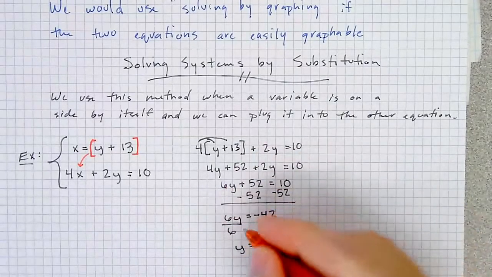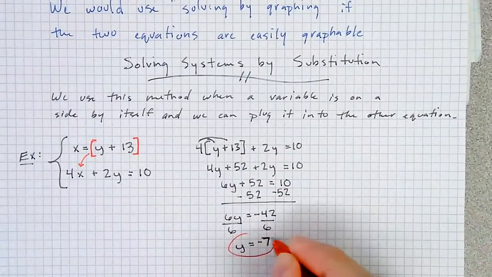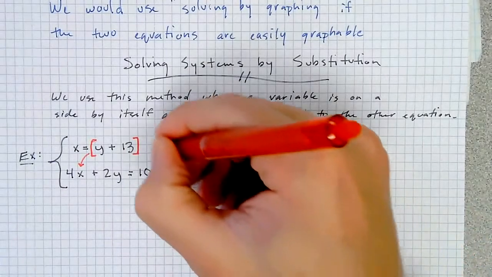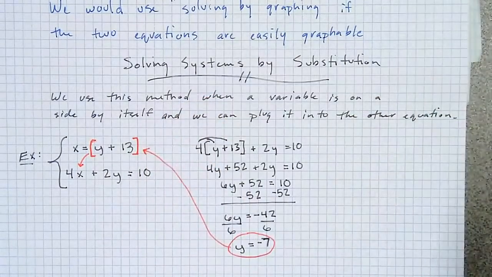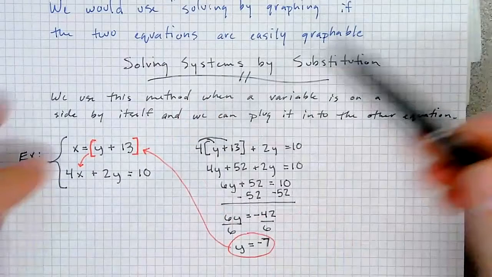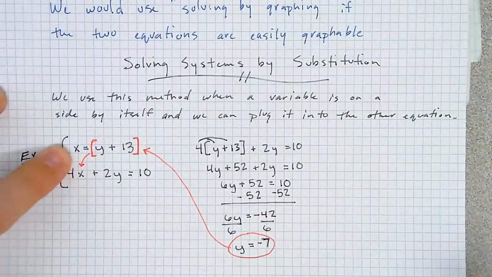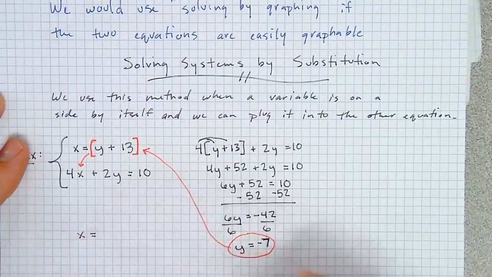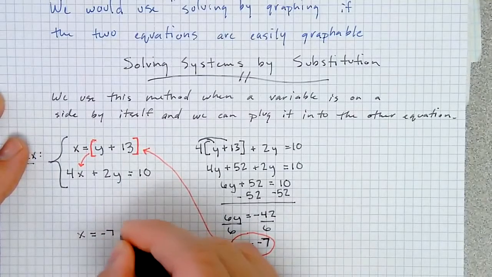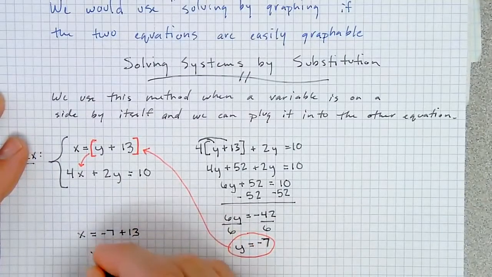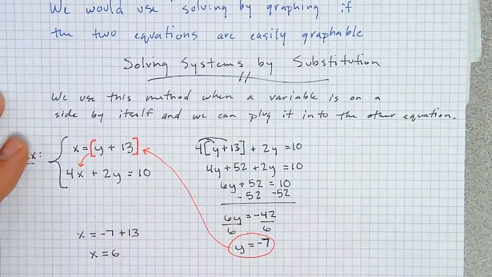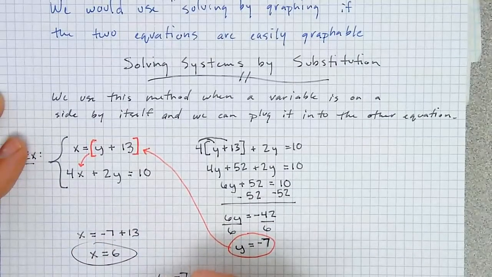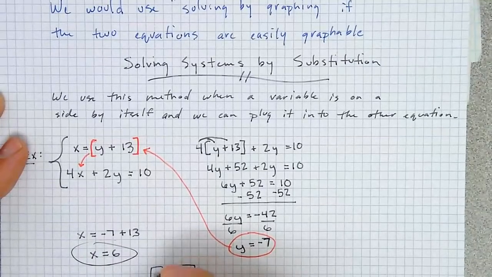So what we're doing now is we've got to take this y value and plug it into either equation. Usually the opposite one's going to be easier because x is already on a side by itself. So now x equals negative 7 plus 13. X equals 6. So now my solution is 6, negative 7.